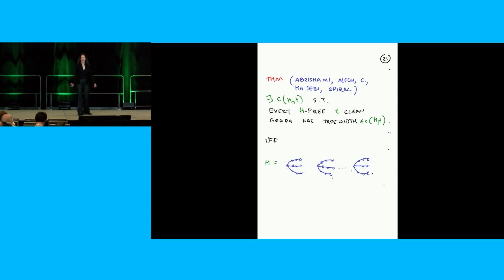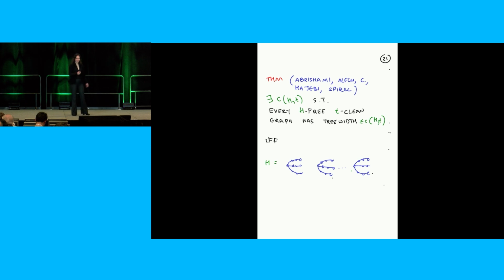So the first question we asked is, well, what if I look at the t-clean graph, and now I'm allowed to exclude one more graph? What should that graph be? And it turns out you can analyze it exactly. That only guarantees bounded triodes if your one more graph looks like this. It's a graph where every component is a subdivided star. Not necessarily a star with 3 rays, but some star.